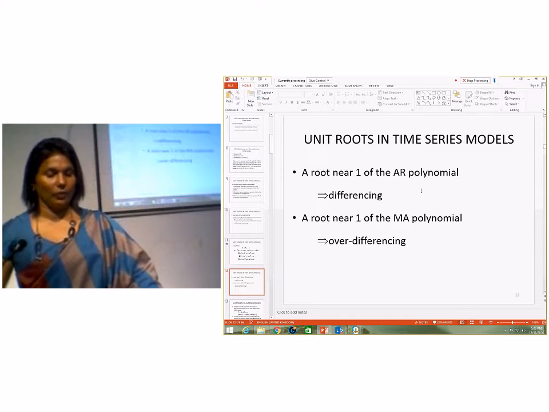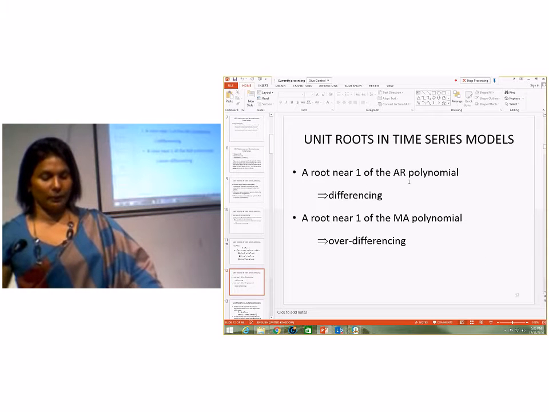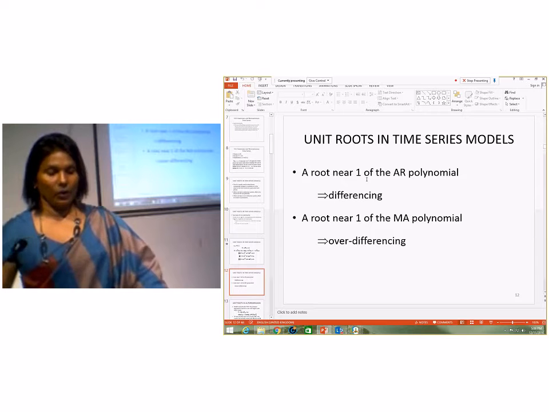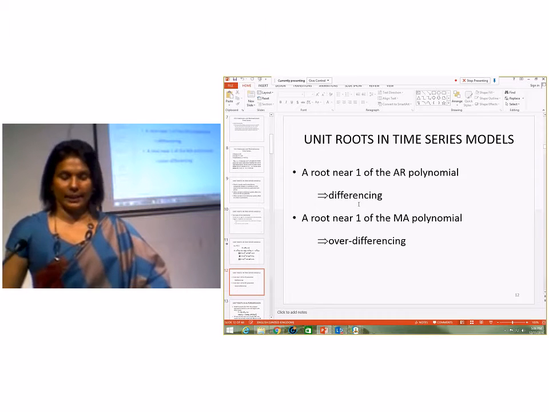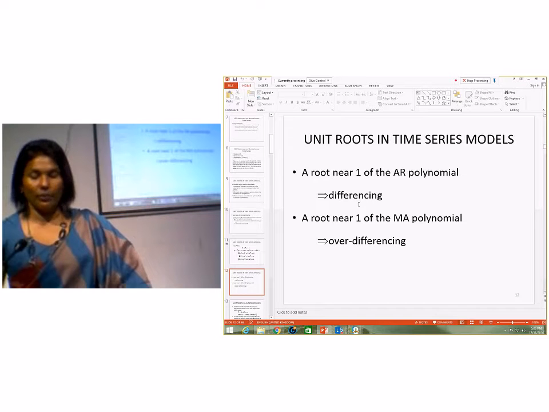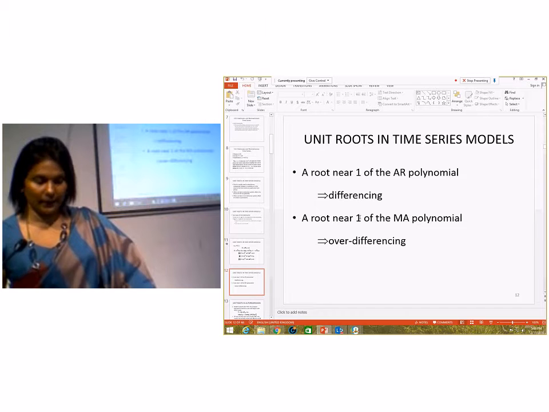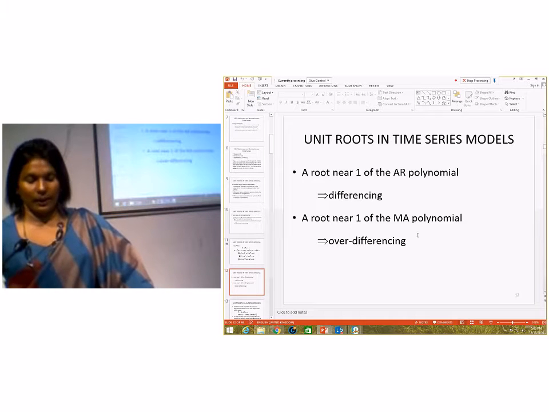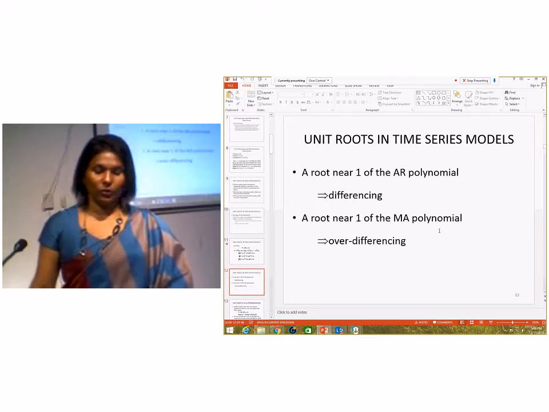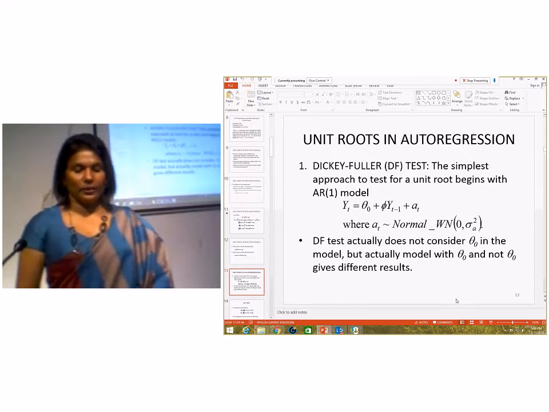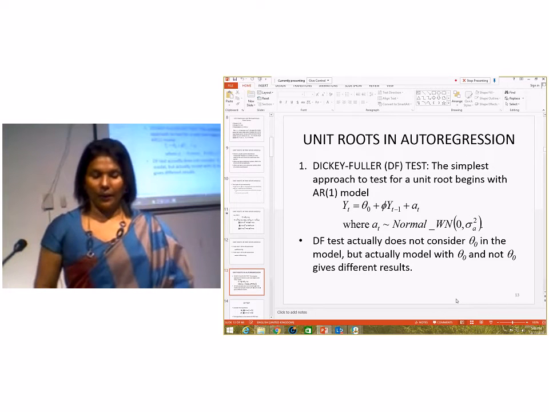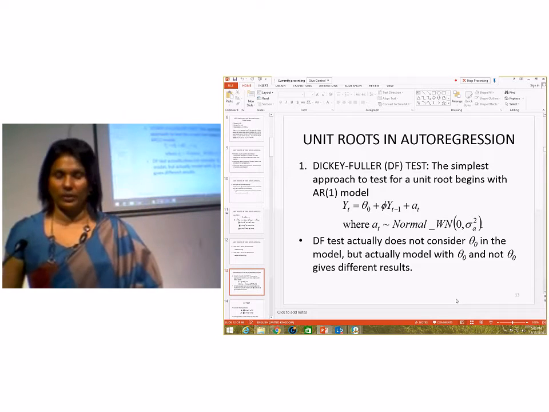Right? So if there is one unit root or near one of the autoregressive polynomial, then we use the difference. We use the difference in variables. That means we consider the first difference of the series. If the unit root is near the moving average polynomial, then we over-difference. So then the unit root test checks whether our data are stationary or not.